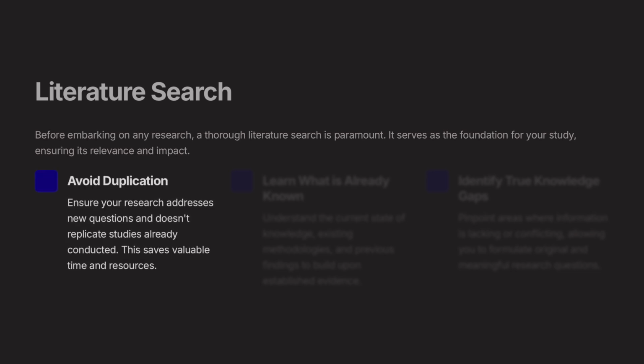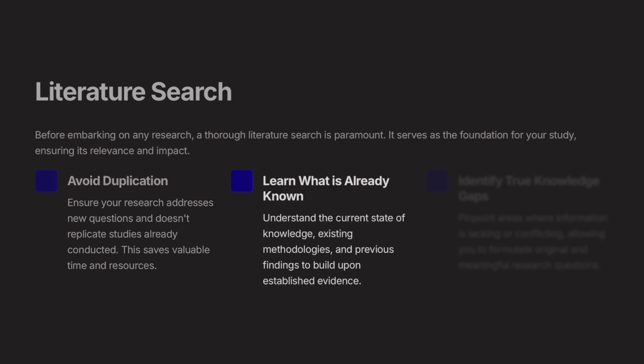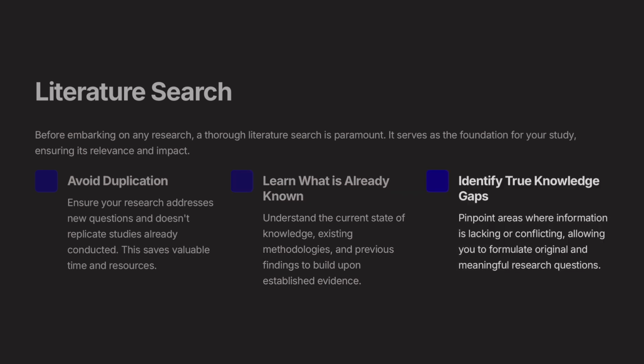Avoid duplication when you are doing this. Ensure your research addresses new questions and doesn't just replicate a previously done study. It is not going to work out if you're doing the same thing all over again. Don't just go around and randomly replicate any particular study. This will save you valuable time and resources, because once you've spent 3 or 4 years doing research which has already been done, it's not going to make anything good. Now, make a list of what is already known, and then identify the knowledge gaps. It is those knowledge gaps which you need to target.